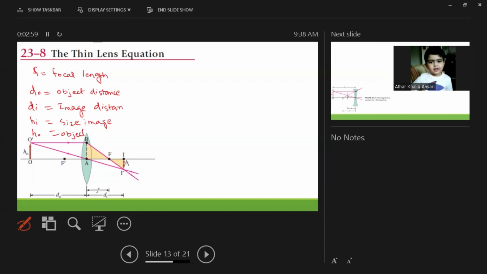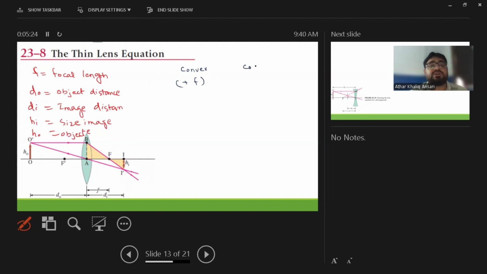Okay, now these are the five values that we need to know for the different lens equations to solve problems. One more thing we need to know before we start is the sign conventions. What are the sign conventions? If the lens is convex or converging, the focal length is always considered positive, because this is real. And for a concave or diverging lens, the focal length is negative.